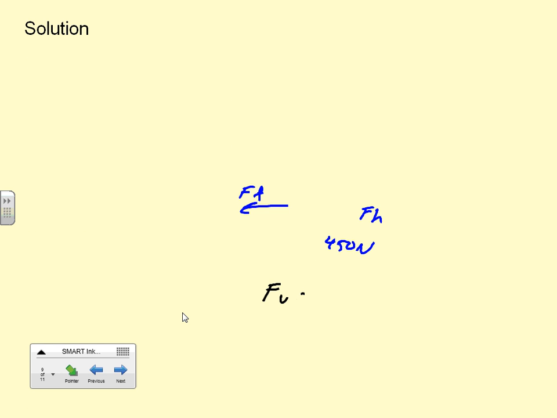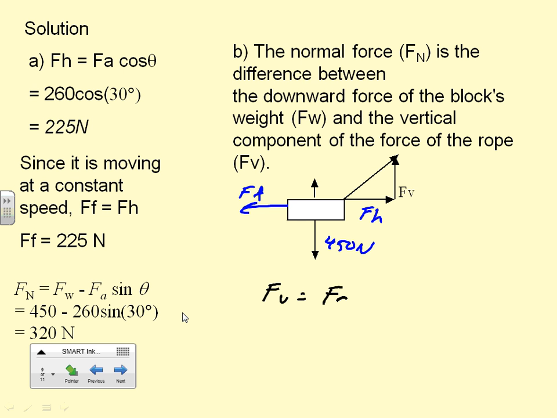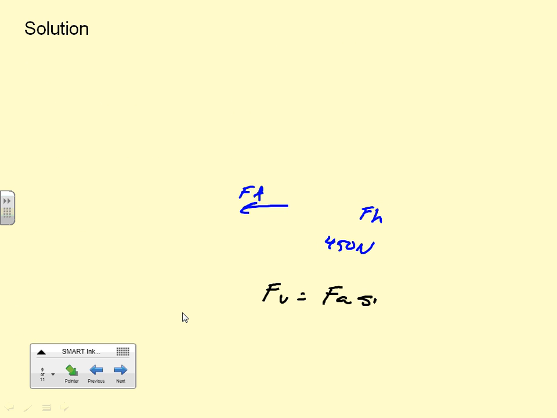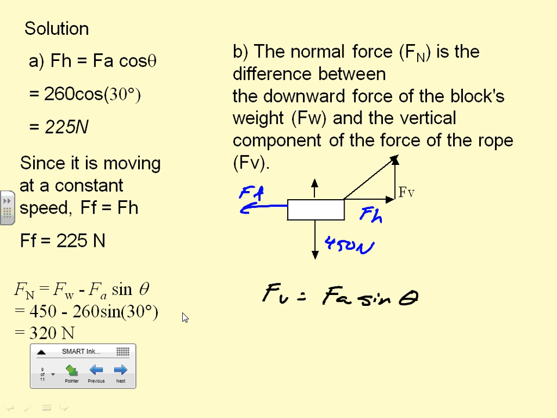The vertical component is going to be F sine theta. Why is that flashing like that? That's not very nice, is it? Should we do the right one? Do this one first, and then I'll show you how it fits in over here. So this is going to be 260 sine 30.